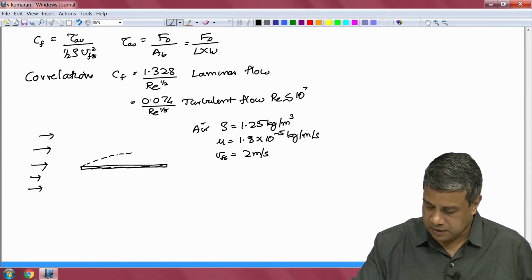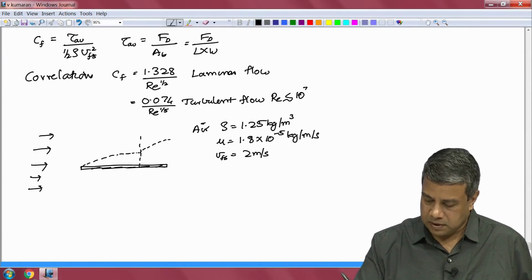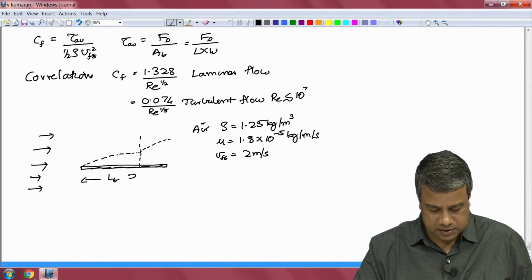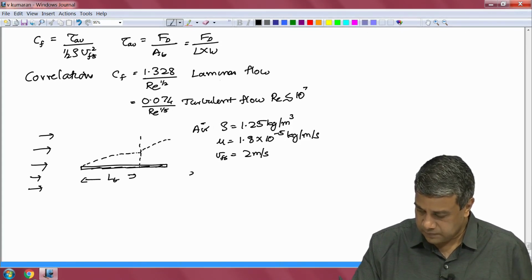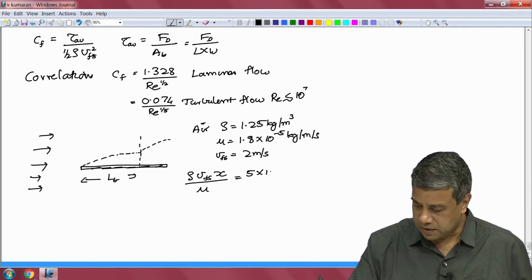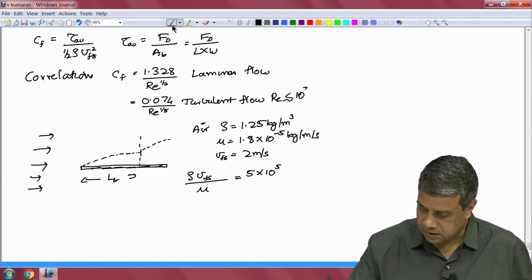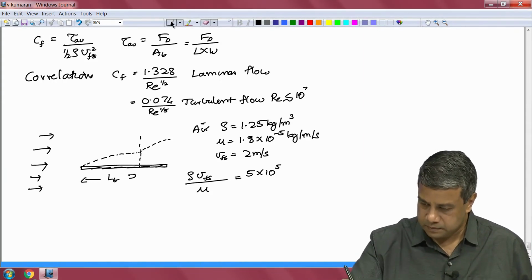I said there is a laminar boundary layer, and then at some point there is a transition to turbulence. We can ask the question, at what downstream distance does the transition to turbulence take place? We know that the Reynolds number, rho V free stream into the downstream distance x for the transition to turbulence divided by mu, is equal to 5 into 10 to the power 5. I will call this LT, the length at which the transition to turbulence takes place.